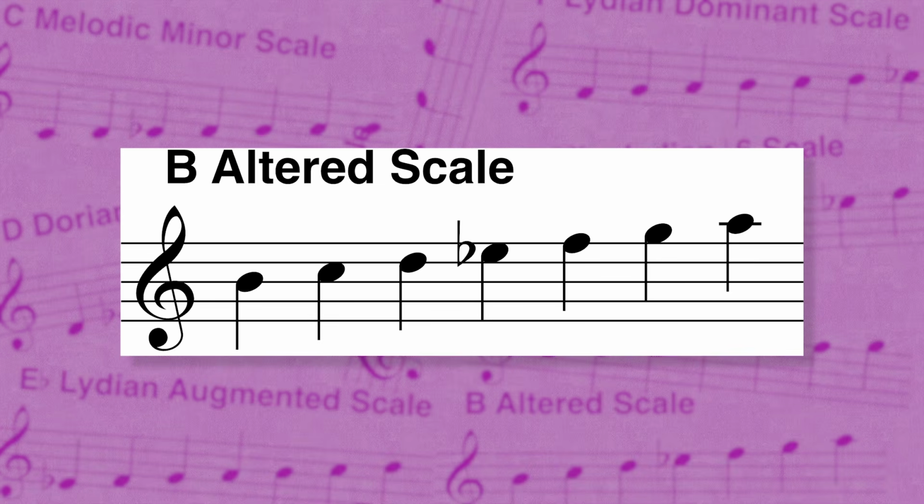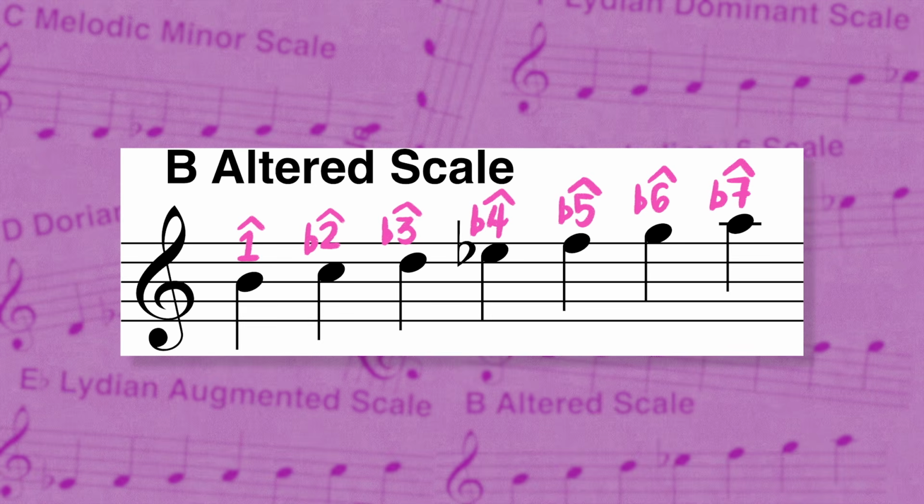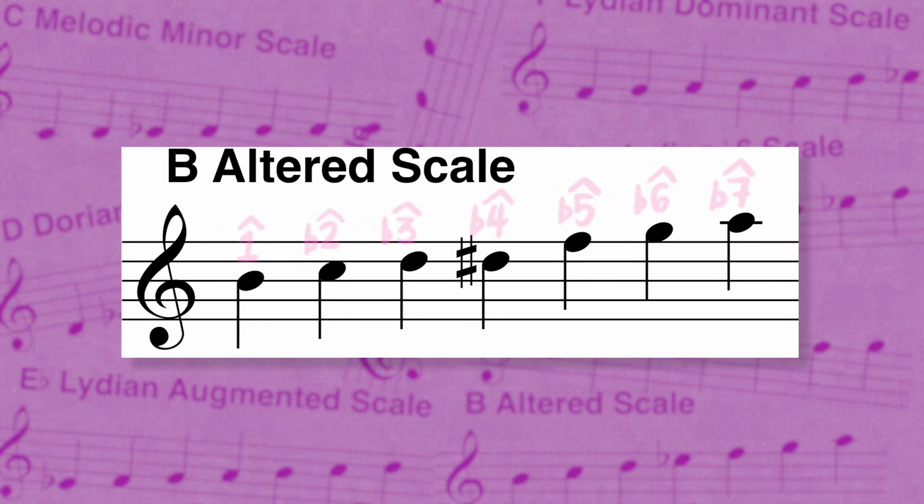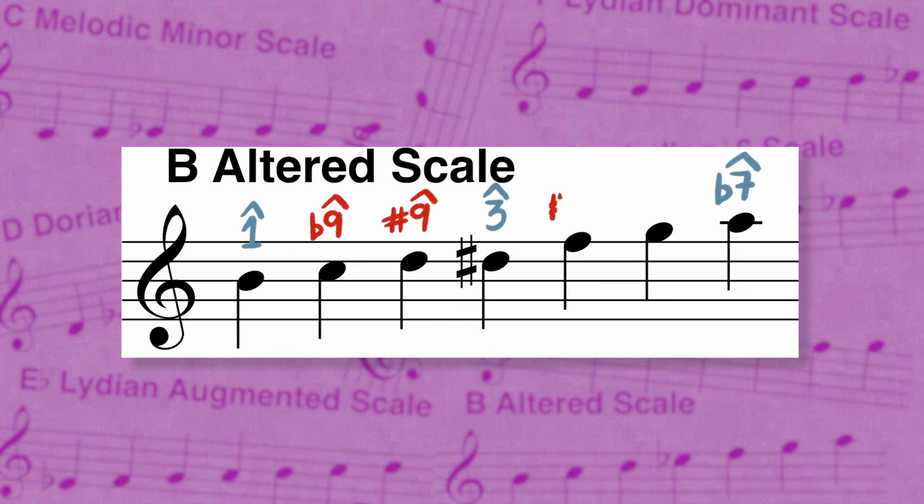The scale technically should be spelled like so: 1, flat 2, flat 3, flat 4, flat 5, flat 6, flat 7. But as we all know, a flat 4 is just a more confusing way of writing a major third. So what we get in practice is the root, the major third, and the flat seventh of a chord, and then all of the altered extensions crammed in between these chord tones.